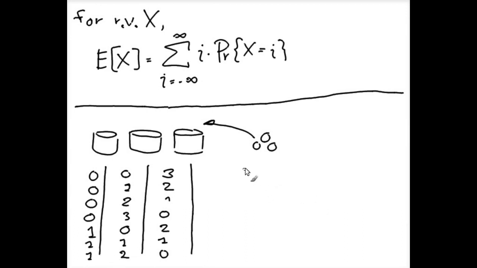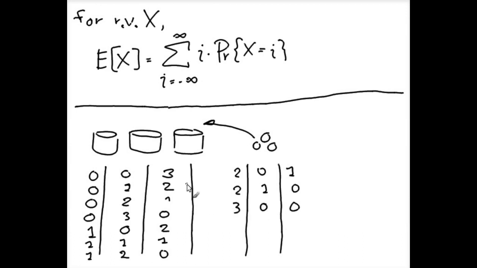And the other outcome would look like this. I get two balls, this one might get none, this one gets one. And that's the last outcome. So there are, how many? One, two, three, four, five, six, seven, eight, nine, ten. Ten outcomes, okay?